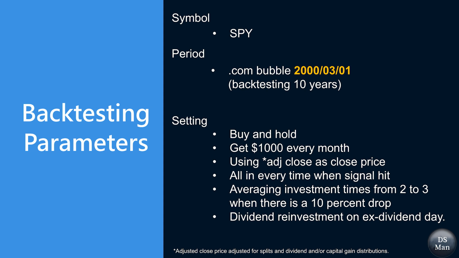Lump sum investment with accumulated funds. When a buy signal triggers, invest all accumulated funds since the last purchase. For example, if no buy signal for 3 months, invest $3,000 at once.